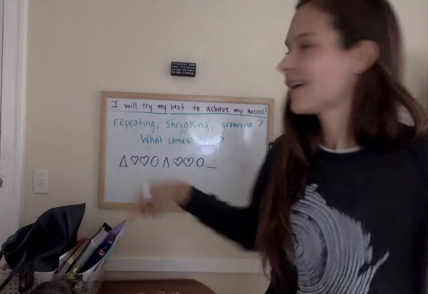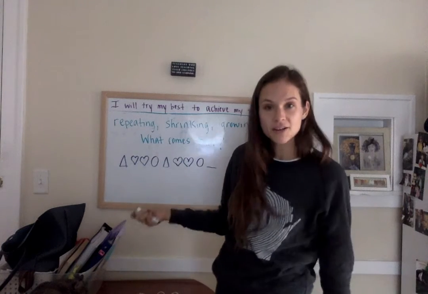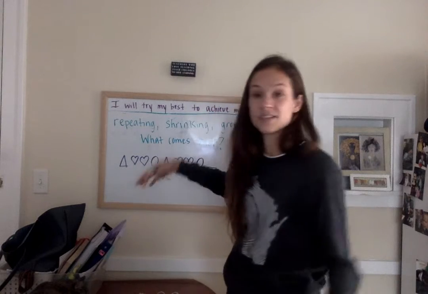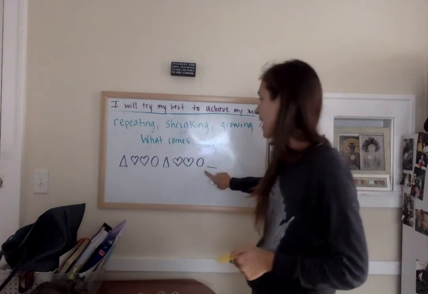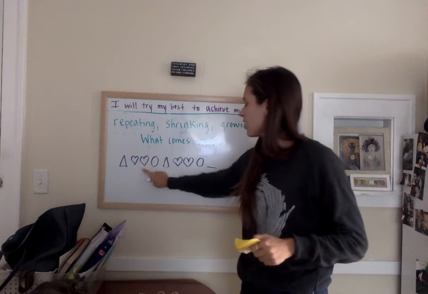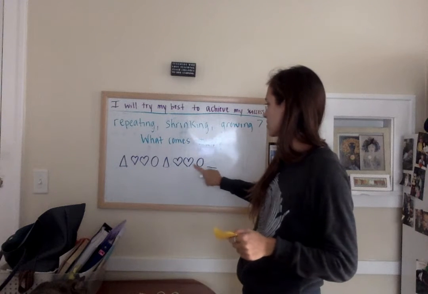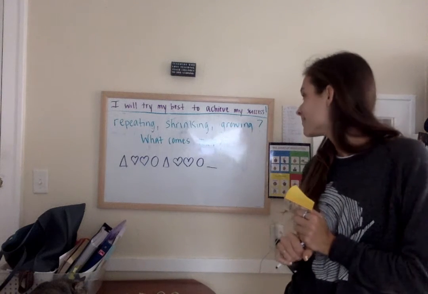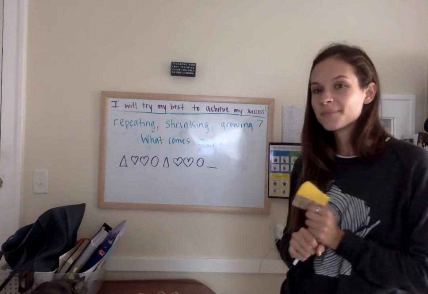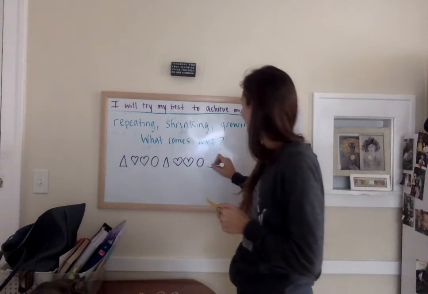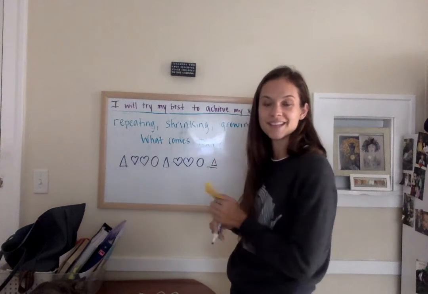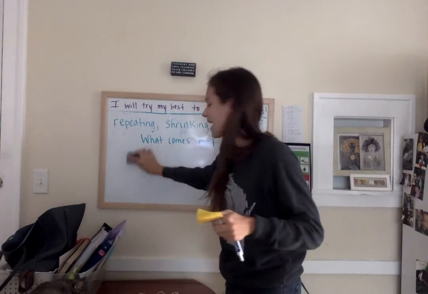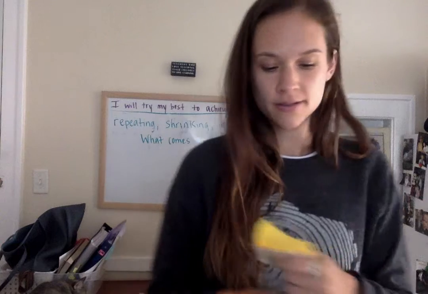All right, welcome back. If you said it's a repeating pattern, you are correct. Triangle, heart, heart, circle is repeating. So what would come next? We have triangle, heart, heart, circle. What shape would come next? Triangle. Yes, triangle would come next. Okay, next pattern example.